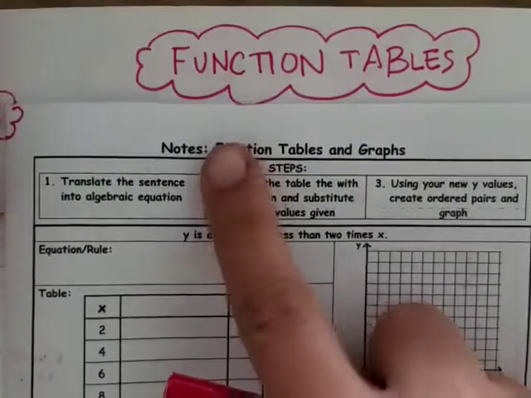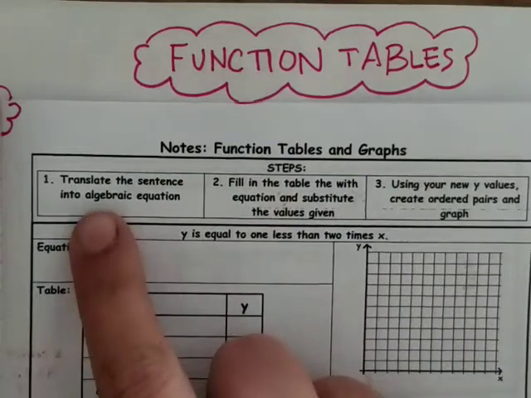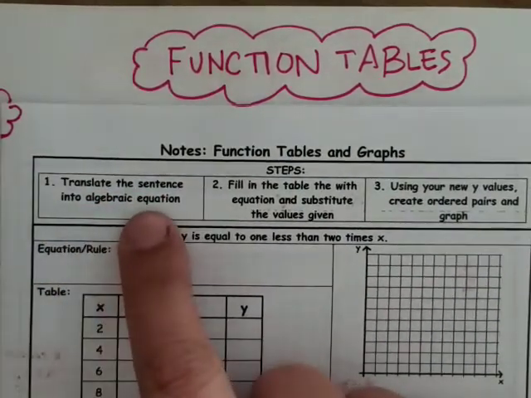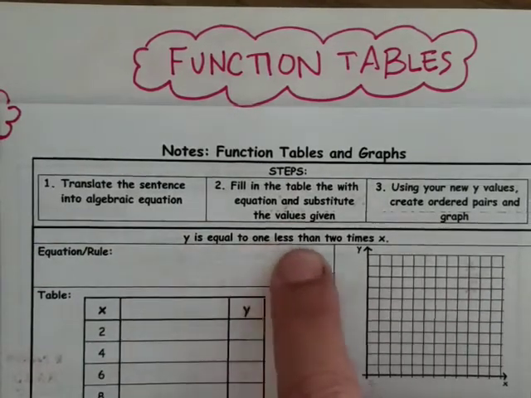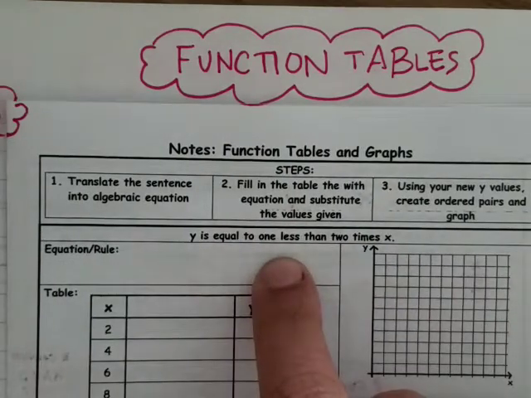Good afternoon. These notes are going to be on function tables and graphs. The first thing that we need to do is translate our sentence into an algebraic equation. So for example, this first says y is equal to 1 less than 2 times x, and we're actually going to write that out algebraically with symbols, letters, and operations.